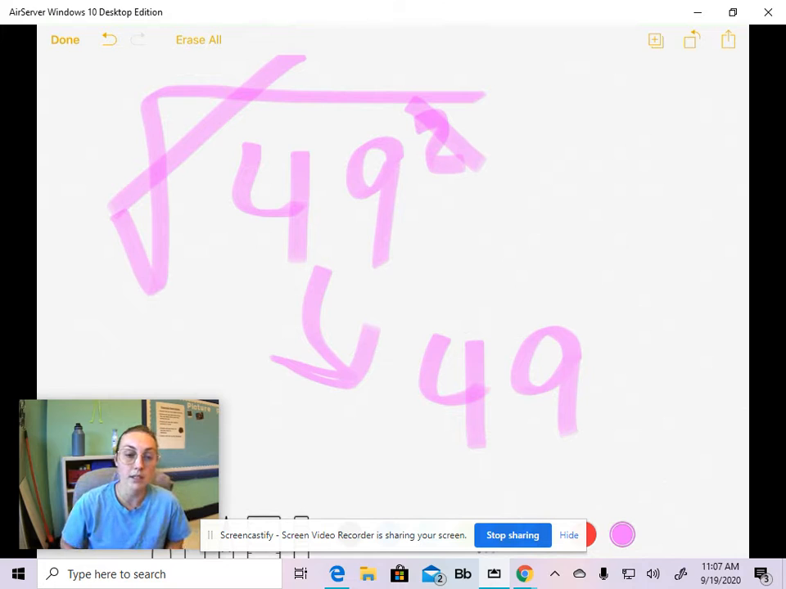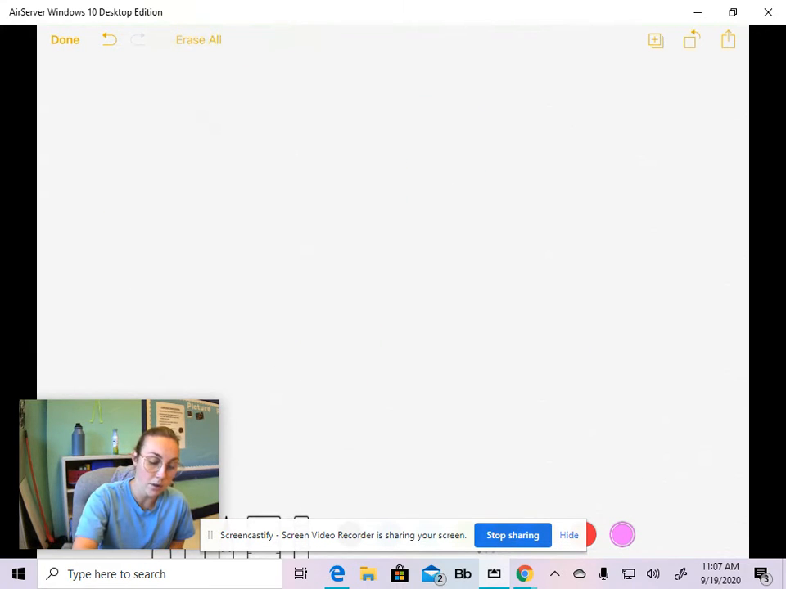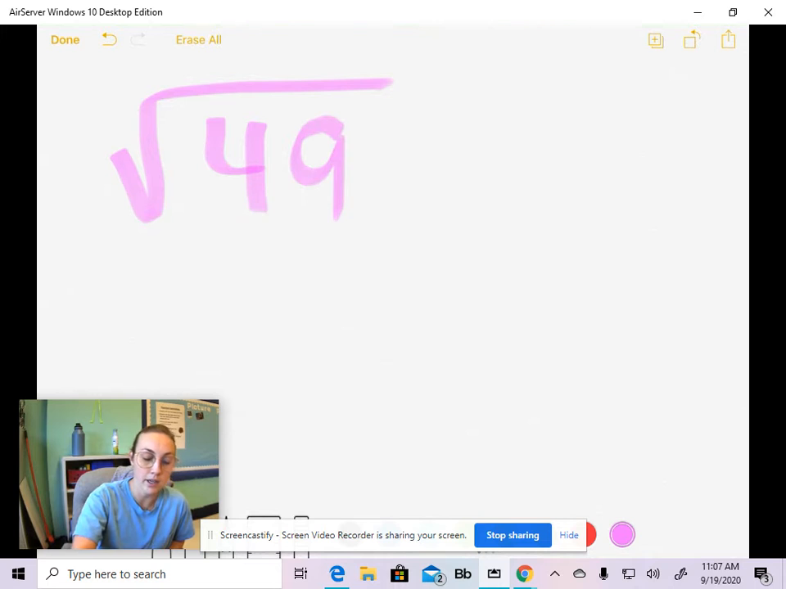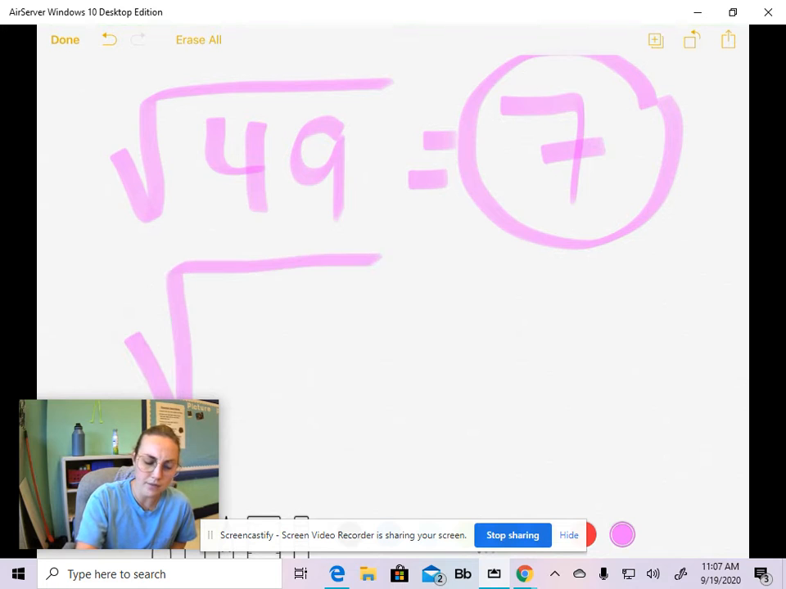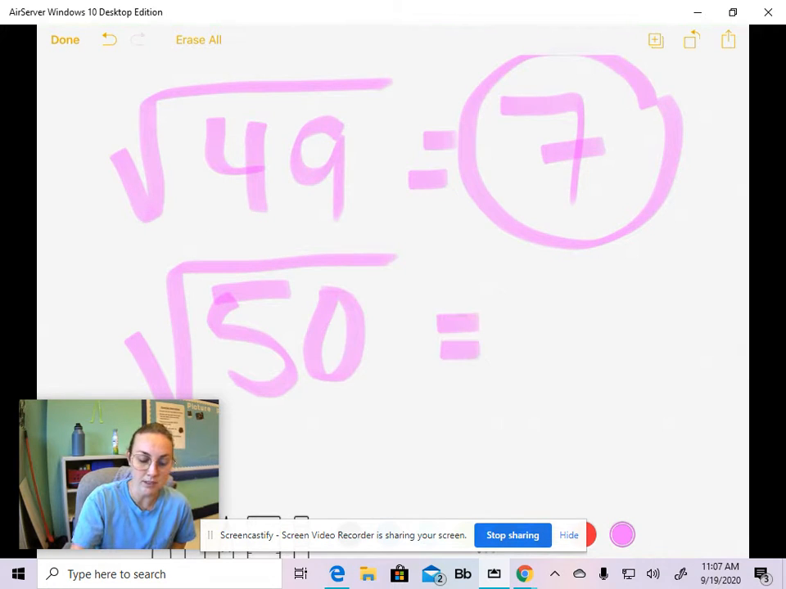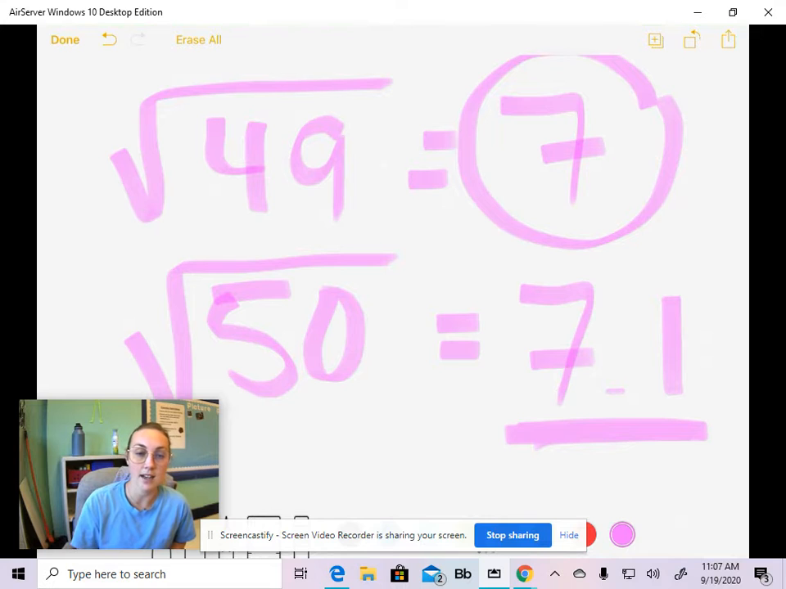So today, though, we're going to focus on estimating square roots because not every square root is going to be a perfect square. We know that the square root of 49 is a perfect square because its answer is a whole number. 7 is a whole number. But the square root of 50, however, is going to be a decimal number. It's going to be 7.1 something something something. Therefore, since it is a decimal number, 50 cannot be a perfect square, but 49 is. Another example of a perfect square would be 16. The square root of 16 is 4, a whole number. So just keep that in mind.